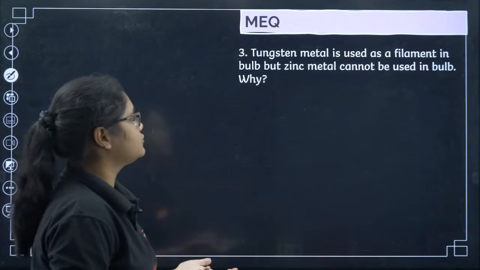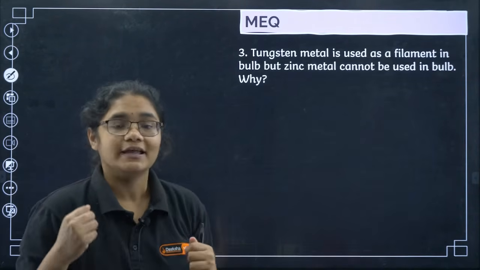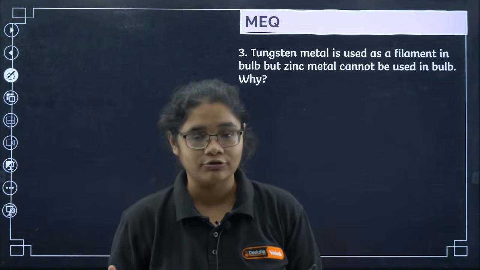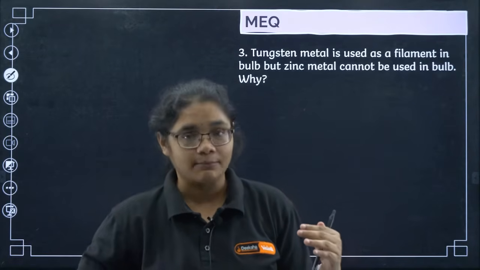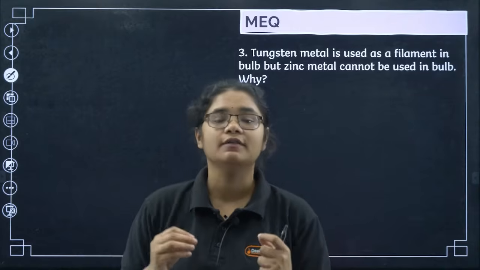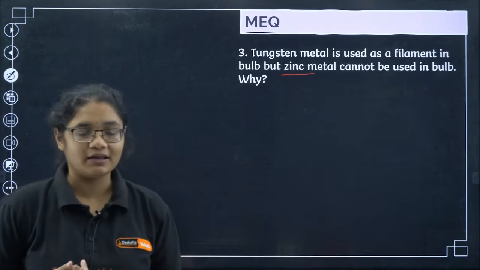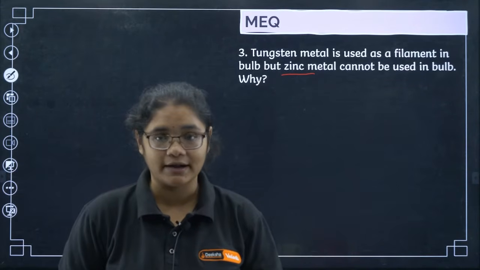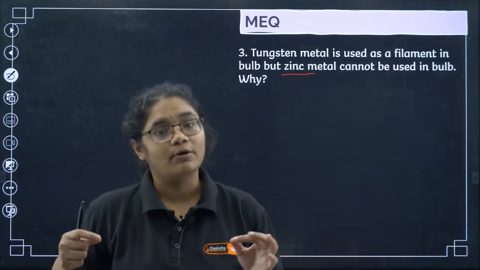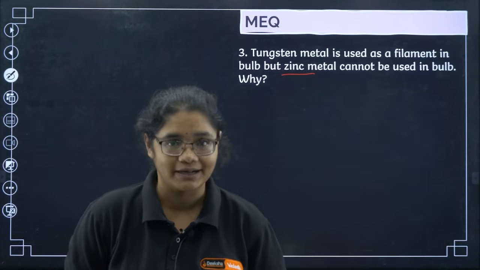Next, tungsten metal is used as a filament, but zinc metal cannot be used. So we know that tungsten is an element of the 5d series. Okay, it has unpaired electrons. It has strong metallic bonding. So its melting point is very high. So that is why we can use it for the filament of a bulb. But zinc does not have unpaired electrons, so it does not have metallic bonding also, so that is why its melting point is very low. So when you make a filament of zinc, it will immediately melt and vaporize.